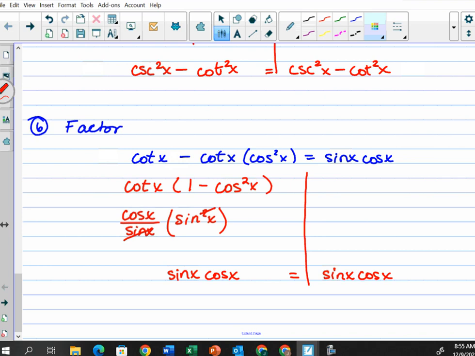Can you explain how you got the cotangent x and then 1 minus cosine squared? Okay, so what if I had 3 minus 3x? Could you factor that? Yeah, I take out the 3. And what would be left? It's just 1 minus an x. Okay. I took out a cotangent.